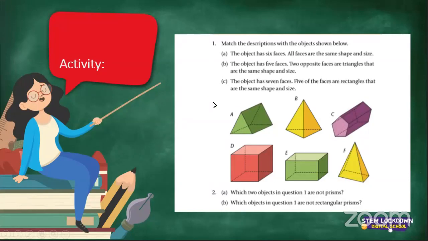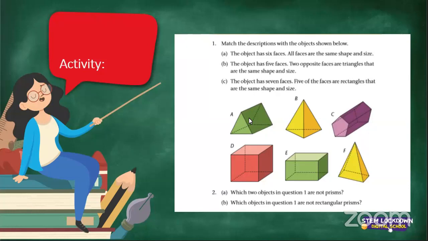The object has 5 faces. 2 opposite faces are triangles that are the same shape and size. Some people are saying A, that's correct. A is correct for 1B because we have here a triangle and another triangle, so that's 2. Let's count the sides: we have 1, 2, and 3 at the bottom. So 2 ends plus 3 faces, that's 5. That is exactly what is being described in 1B.